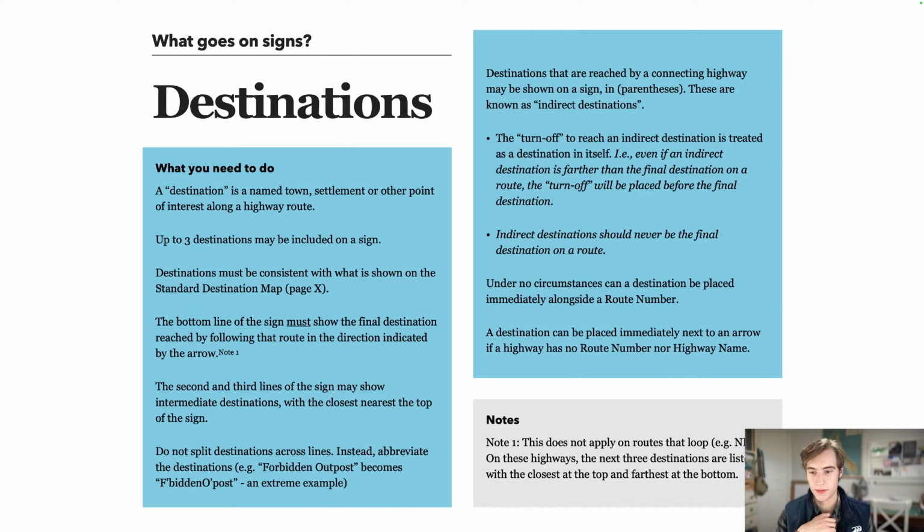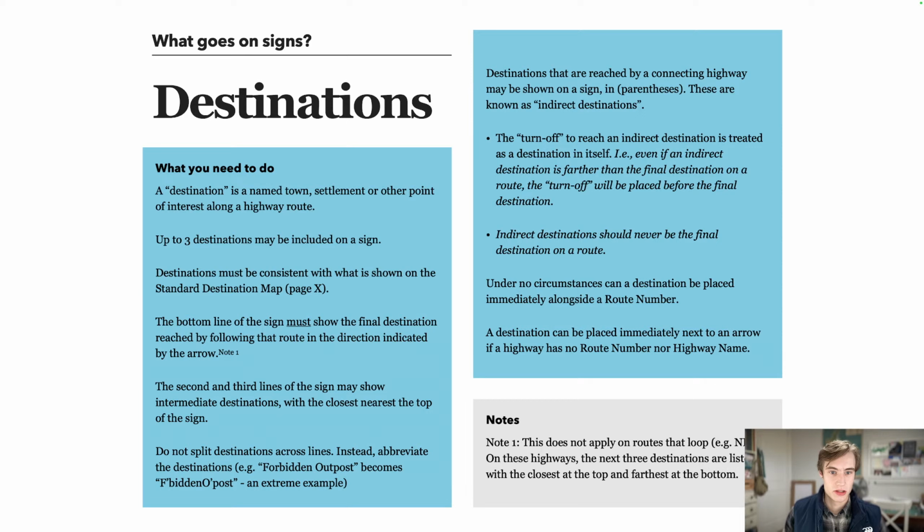The second and third lines show intermediate destinations. So those are our middle destinations. That's got the closest at the top. So we go from top to bottom, closest destinations at the top, and the farthest is at the bottom. And never split destinations across lines. People would be expecting every destination to be on one line. If you split it, then it could be perceived as two different destinations. We don't want that. So abbreviate where possible. Forbidden Outpost, for example, becomes, you just throw some apostrophes in there.